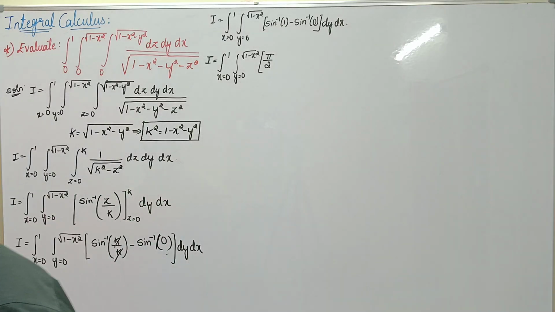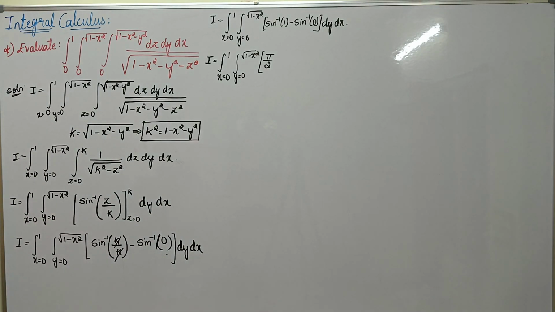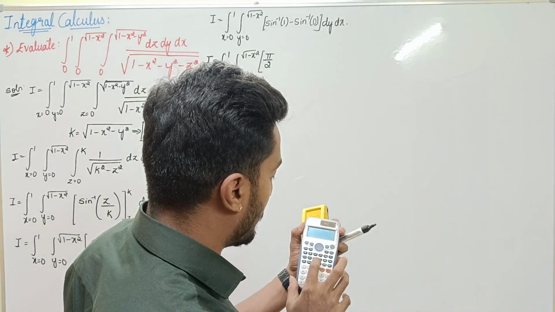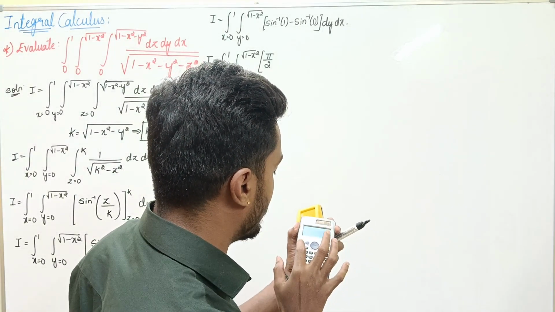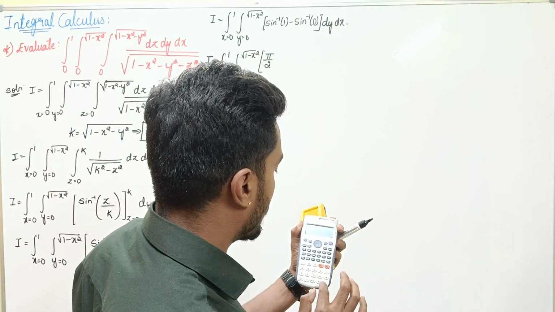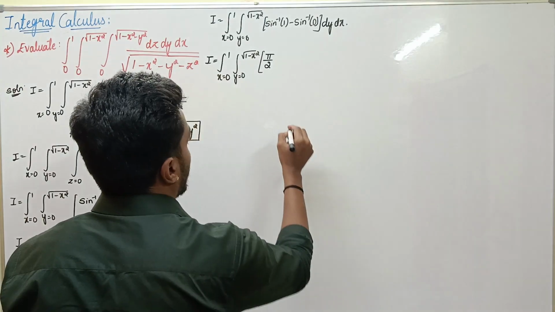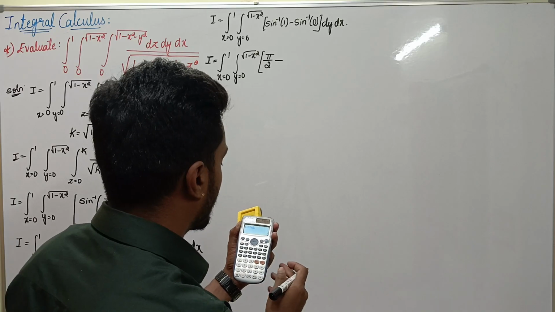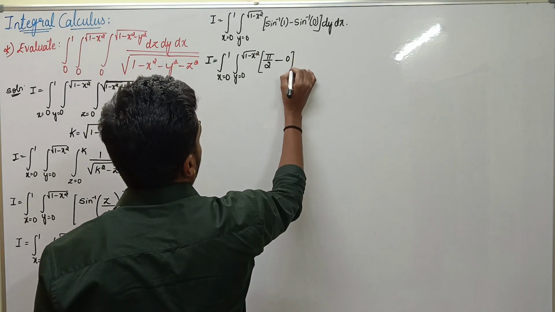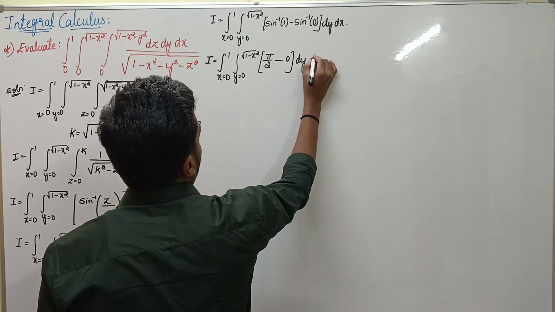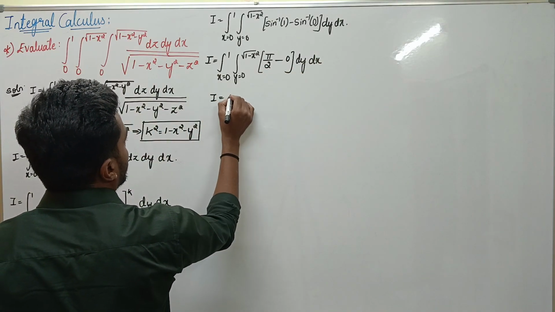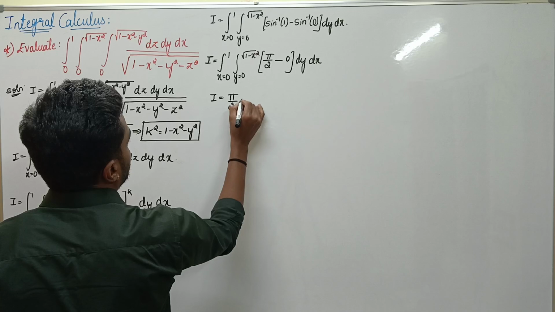Okay, I am going to show you that sine inverse of 1. In the place of sine we have the upper term in the yellow color, so shift: sine inverse of 1 gives you pi by 2. Sine inverse of 0 is 0. So dy dx gives pi by 2 minus 0, which is pi by 2. Pi by 2 I am going to take outside.